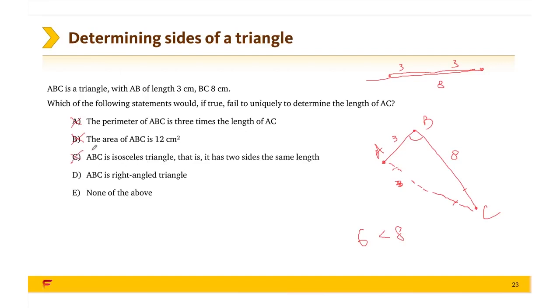So C is out. D, ABC is a right angle triangle. Let's check if we can use this information to identify the length of AC. The problem here is that we don't know where the right angle will be. Obviously, the right angle cannot be ACB because the side AB is just too small to be the hypotenuse. But the right angle can be ABC, and then we can calculate AC, and that will be one value. But also the right angle could be BAC, and then BC would be the hypotenuse. And that would give us a different value for AC. So it seems that option D fails to uniquely determine the length of AC. So in our case, D is the right answer.